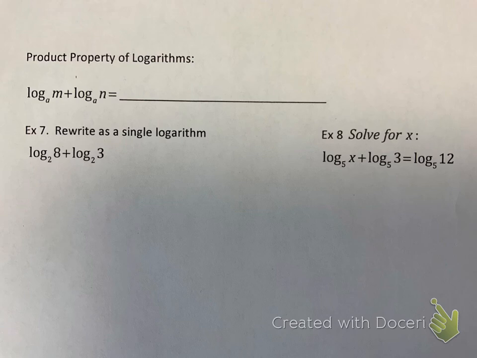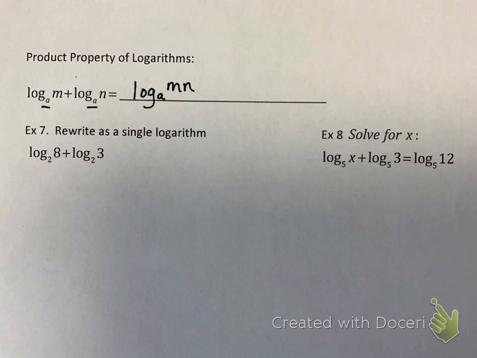Alright, so here's the product property of logarithms. Anytime I have two logs with the same base, when the bases are the same and those logs are being added, then the product property says that I can rewrite this with the same base and just multiply the two values. Okay, so this is the product property. So think about it. If their logs are adding, then I multiply those.